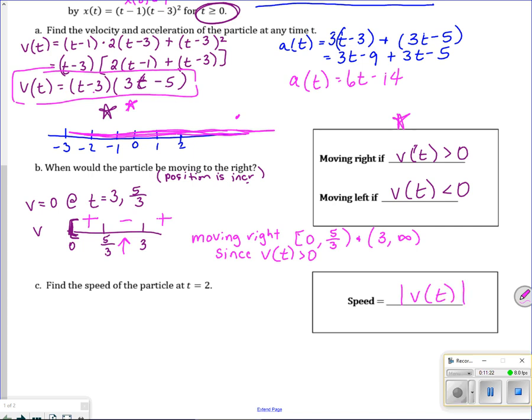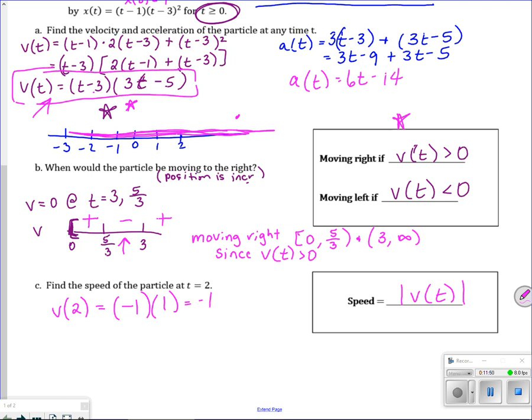So with speed, again, the absolute value of velocity, I'm going to find v of 2. When I plug it in up there, I'm looking at this equation right here. 2 minus 3 is negative 1, and 3 times 2 is 6 times 1. And so that gives me negative 1.